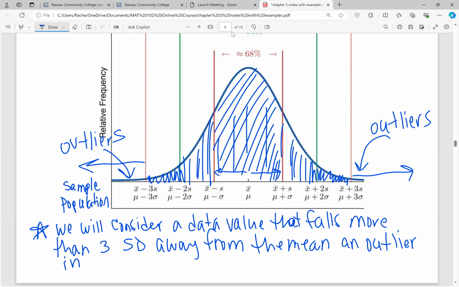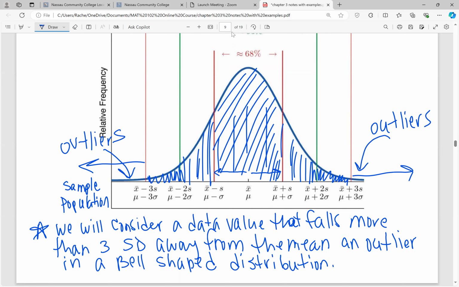And this is in a bell-shaped distribution. So that's the rule. We're going to consider a data value that falls more than 3 standard deviations away from the mean an outlier, specifically in a bell-shaped distribution. So we expect 99.7% of our data values to live within 3 standard deviations away from the mean.